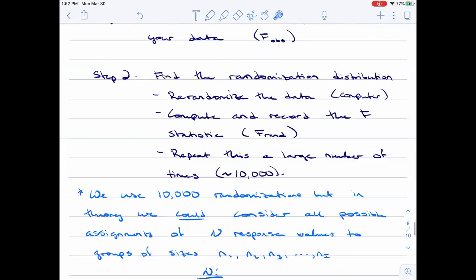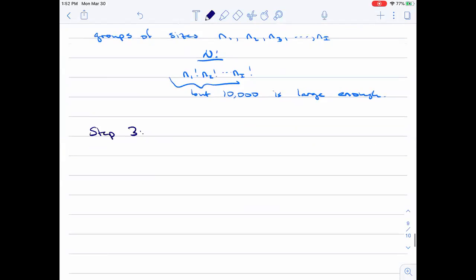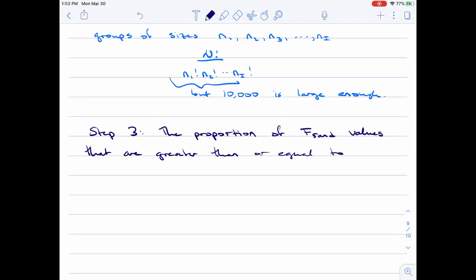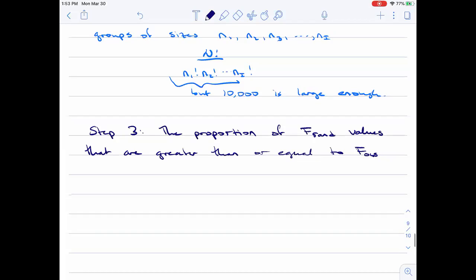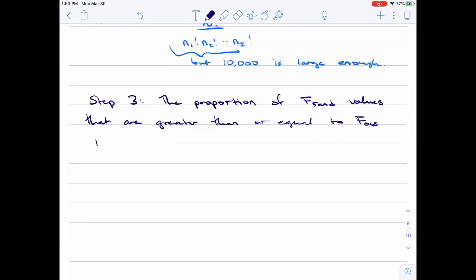And so here, step three says that the proportion of F rand values that are greater than or equal to F observed is the estimate of the p-value.